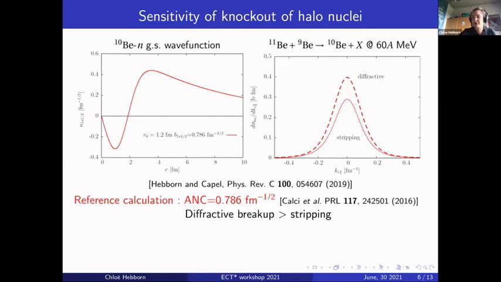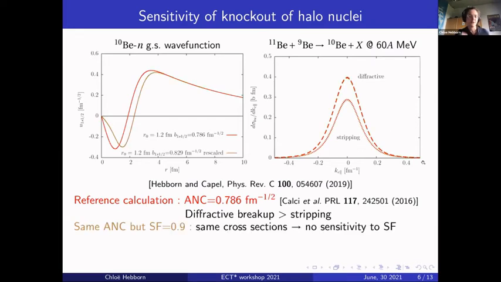Before comparing to data, I just want to explain how these knockout observables are sensitive to the description of the ground state wave function. On the left, you have the beryllium-11 ground state wave function, which reproduces the asymptotic normalization constant predicted by an ab initio calculation. If you use this ground state wave function, you can compute the diffractive breakup contribution to the knockout of beryllium-11 and the stripping contribution to the one-neutron knockout of beryllium-11. You can see in this case that for a halo nucleus, the diffractive contribution is larger than the stripping one.